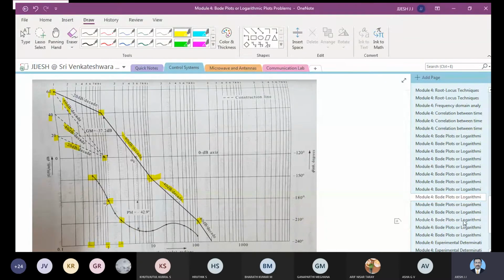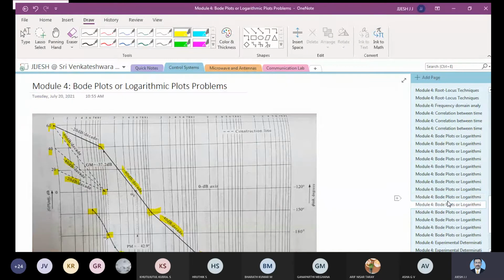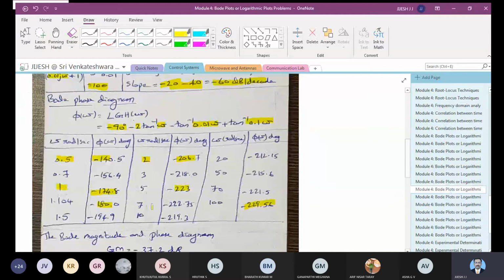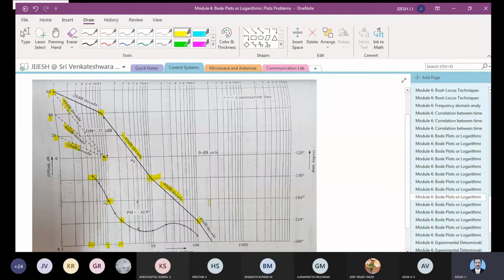Next let me take 10. So the more values you take, the better the plot will come. So at 10 you take minus 219. So this is 10, and this is minus 219. Similarly you can just draw these points, and then you need to connect them freehand.